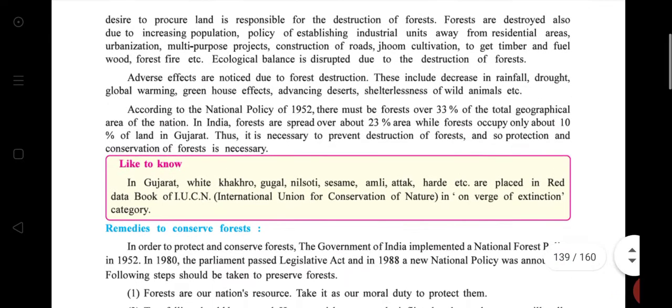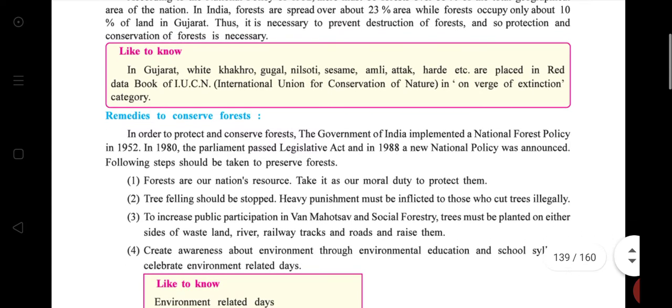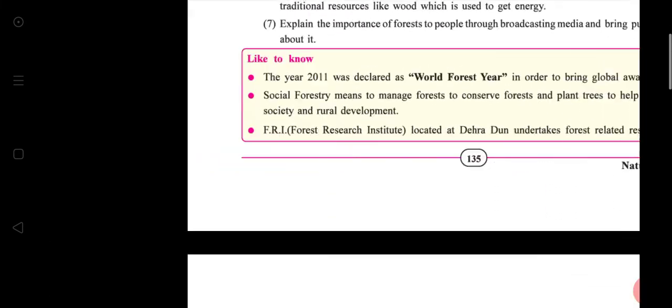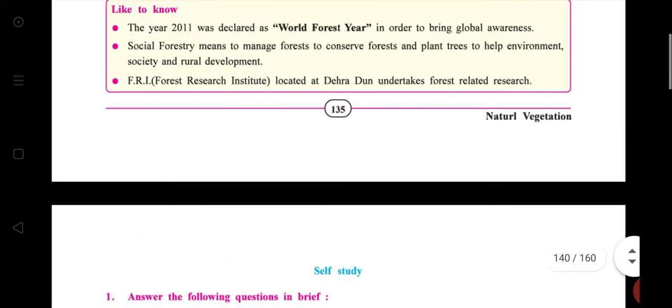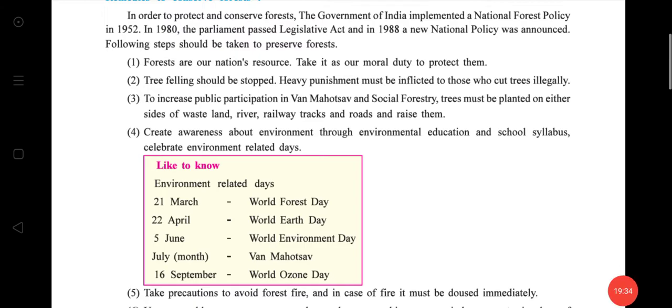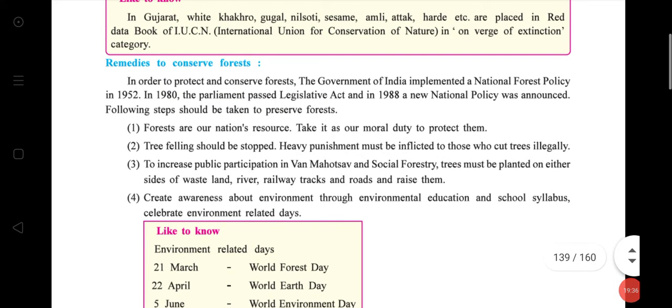Complete. Okay. Come to the textbook. Return back. Current topic. Okay. Remedies to conserve forest.